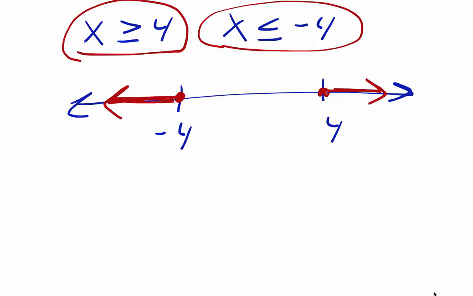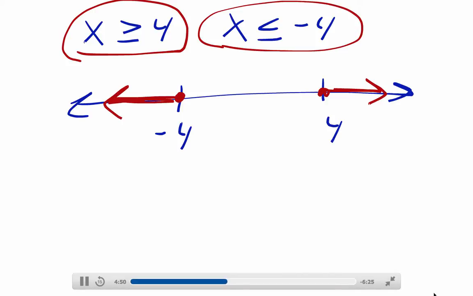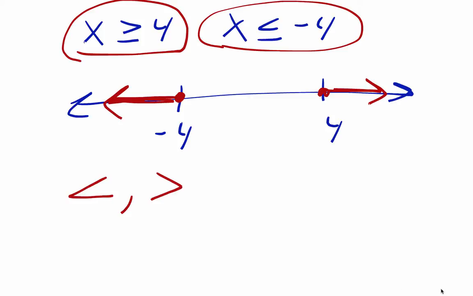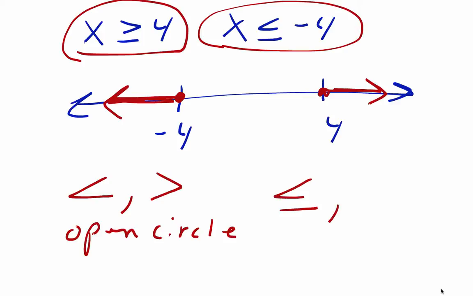And one little hint I probably should have shown before: if you have a less than or greater than, it's going to be an open circle on the number line. If you have a less than or equal to or greater than or equal to, it's going to be a closed circle on the number line.